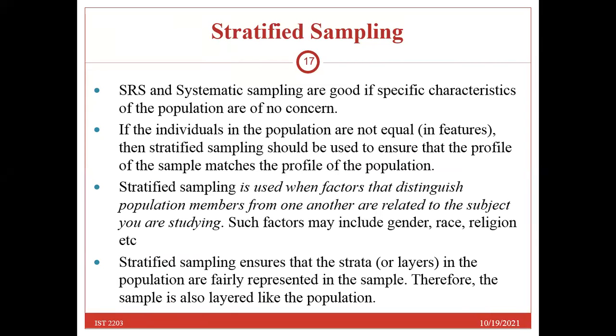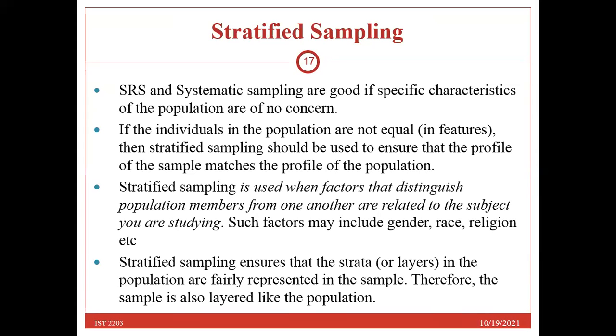You see, with the simple random sampling and the systematic sampling, it's assumed that everybody in the population is the same as the other. But stratified takes care of that, people are not the same. So if individuals in the population are not equal in terms of features, then stratified sampling should be used to ensure that the profile of the population matches the profile of the sample.